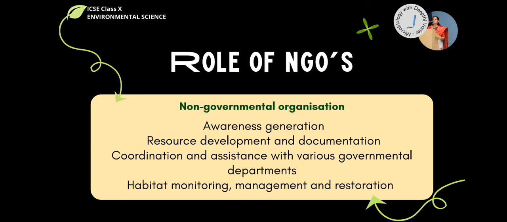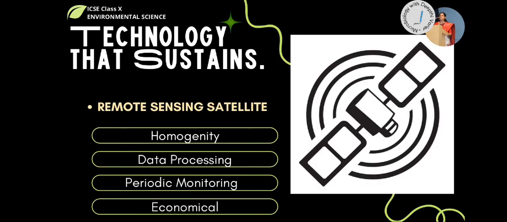NGOs can actually step in and help in all of these by either generating awareness, or they can come up with some resource documentation, resource development. They can help the governmental departments. That's how the NGOs play a very important role in ensuring a sustainable future.